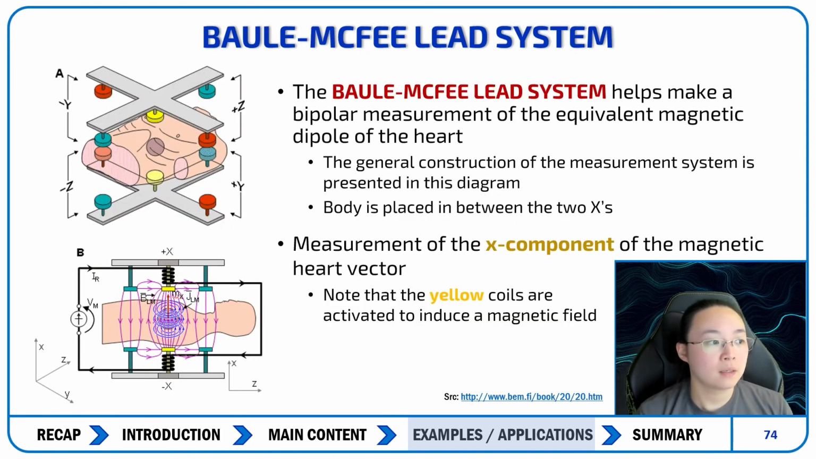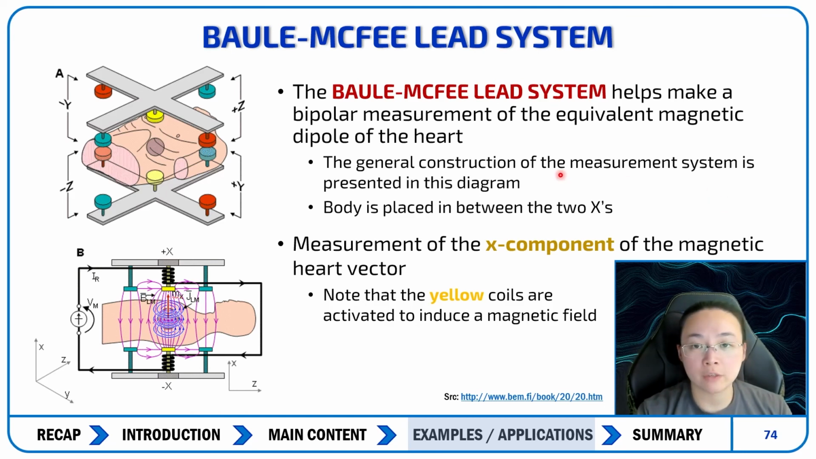So if you want to take bipolar measurements, we call that the Bawley-McPhee lead system. It actually helps make a bipolar measurement of the equivalent magnetic dipole of the heart. Then you get all of the magnetic dipoles for each of the 3 coordinates of the XYZ coordinate system.